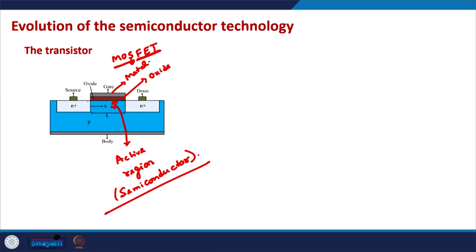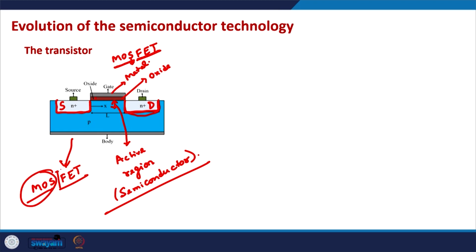Apart from this stack we have the contacts, the left contact and the right contact. These are also semiconducting contacts, and the left contact by convention is termed the source contact, and the right contact by convention is known as the drain contact. So, in this way we have source, drain, in between we have a semiconductor, and on top of that semiconductor we have an oxide and a metallic gate. So, this entire structure is known as the metal oxide semiconductor field effect transistor.